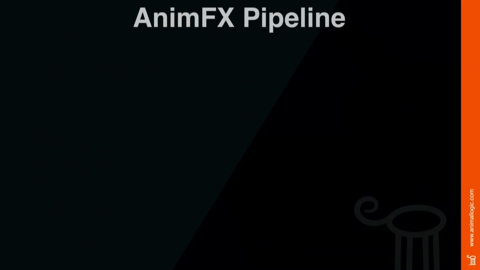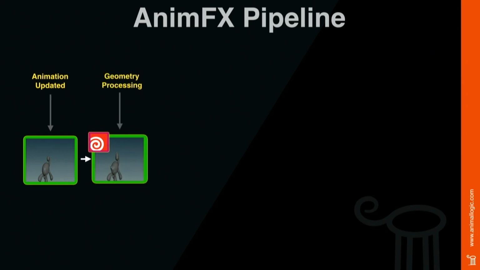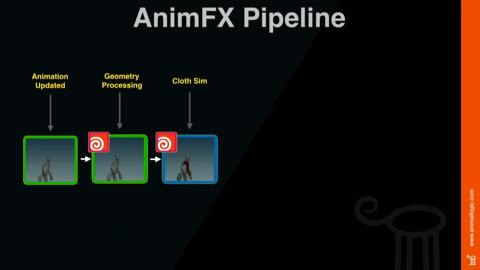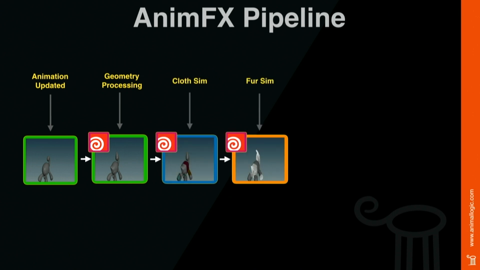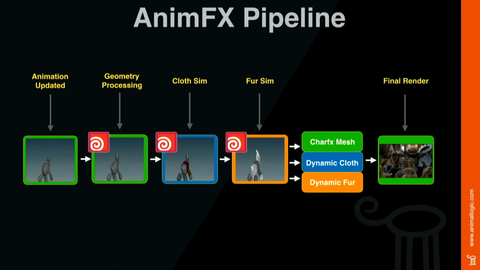So the anim effects process consists of the following. An animator is going to check in keyframes. That's going to then create a HIP file, which gets passed to Houdini, and that processes the geometry of the body. It simulates the cloth, it simulates the fur, and then it exports USD for the body, cloth, and the fur. That triggers the final render, which of course gets approved on the first try, and we all go home. That's anim effects.